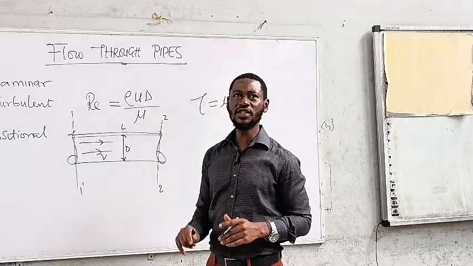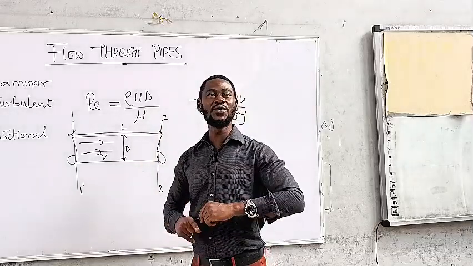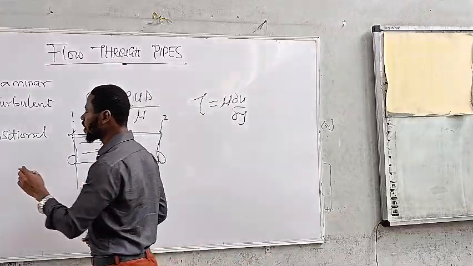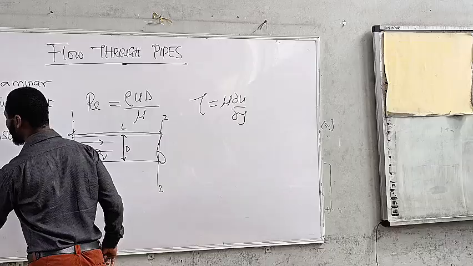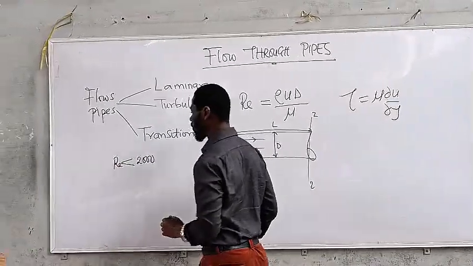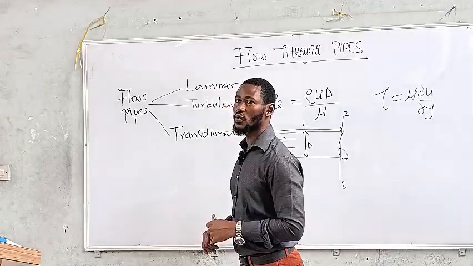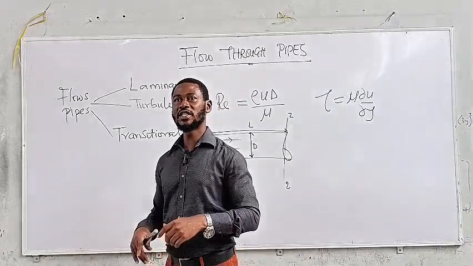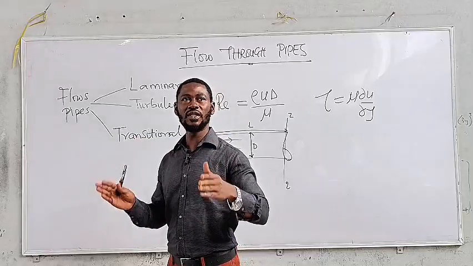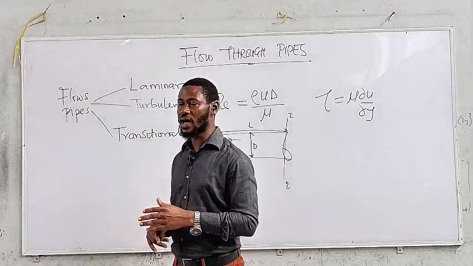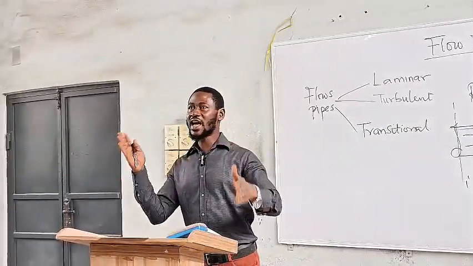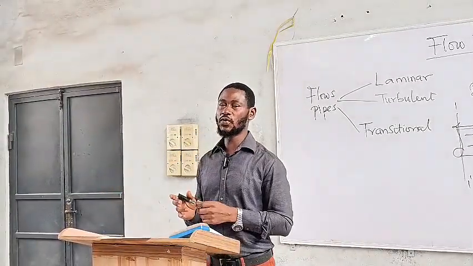So if you are using a Reynolds number to define the three types of flow that I have mentioned above, when Re is less than 2000, we have a laminar flow. When it is more than 4000, we have a turbulent flow. And when it lies between 2000 and 4000, we have a transitional flow.